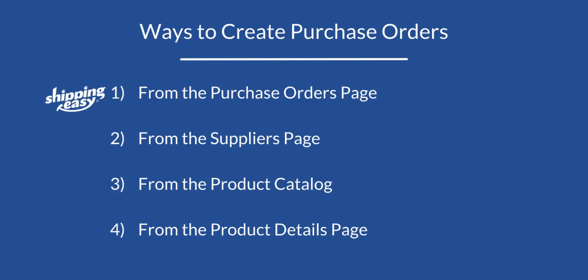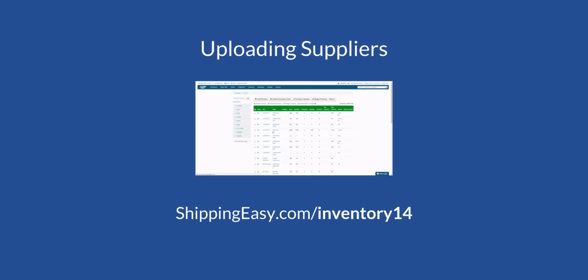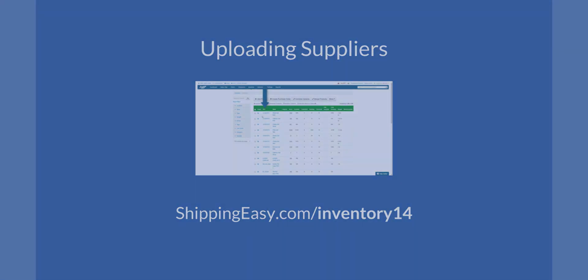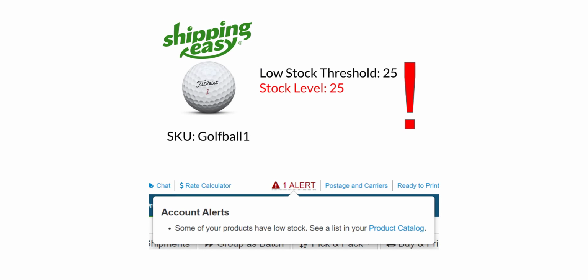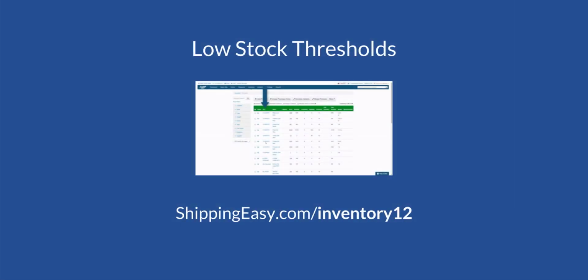Before you can use any of them, however, you must have a supplier created. See my video on adding suppliers to your inventory system before continuing with this video to create a purchase order. Once we have our suppliers in place and we get an alert from ShippingEasy that we have low stock, that means it's time to re-up our stock. See our low stock thresholds video to see how to set up these alerts.